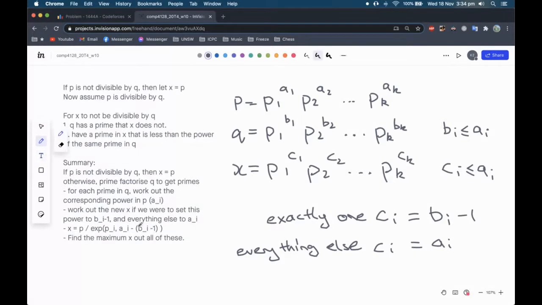Where does this come from? Well, ai is the original. bi minus 1 is where we want to set the new power to in x. And so we just measure the distance between the two, and then we get that particular prime to the power of that distance. And we just need to divide p by this power. Exponential is basically the same as power, and we will get the new value of x. And then out of all of these, we'll just find the maximum value of x. And so this will run in time.